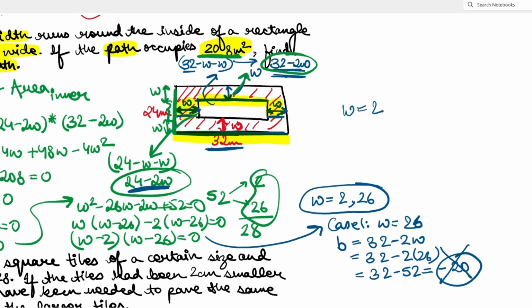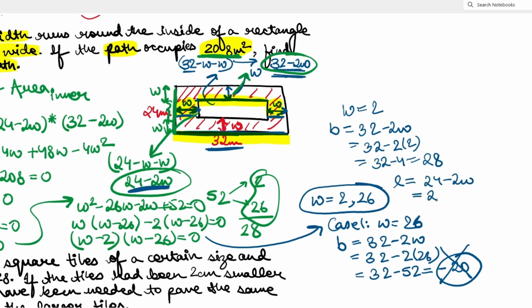Now we'll go for W is equal to 2. If W becomes 2, my breadth becomes 32 minus 2W, which is 32 minus 2 into 2, that is 32 minus 4, and the answer is 28. Now taking the other one, your length becomes 24 minus 2W, that is 24 minus 2 into 2, that is 24 minus 4, which is equal to 20. So these two are the values which become your final answer.